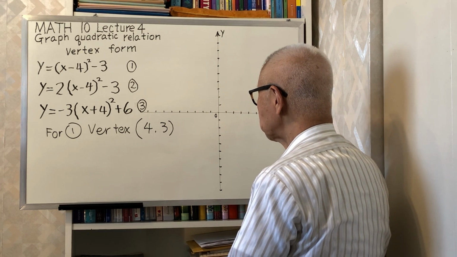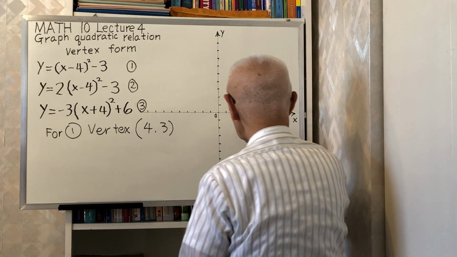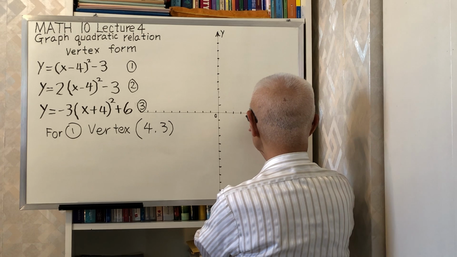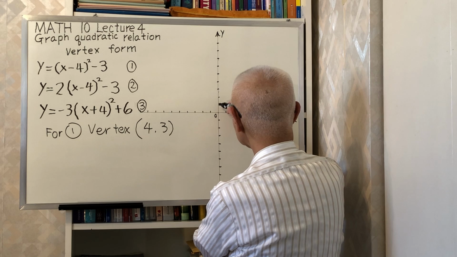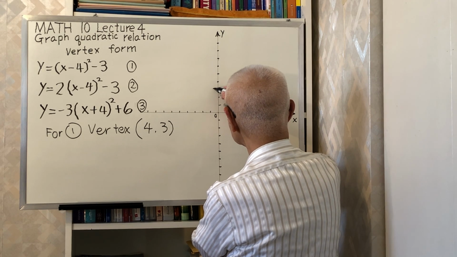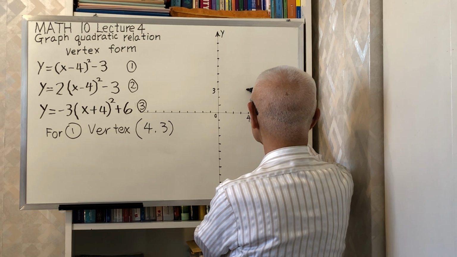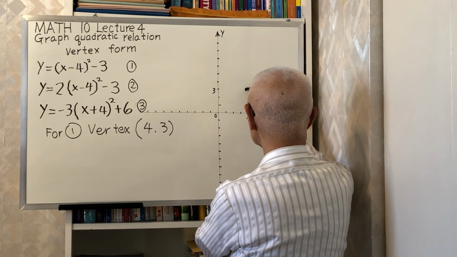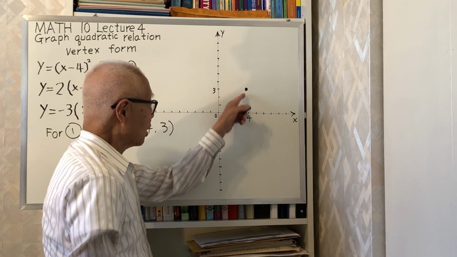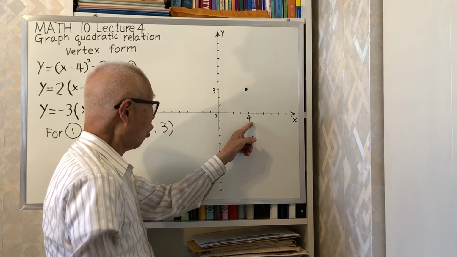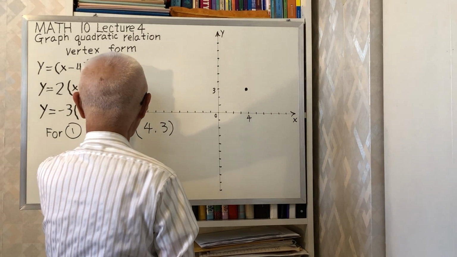So what I do is to locate the vertex first. 1, 2, 3, 4. 4 is here. And 3 is a y, so 1, 2, 3 is here. So my vertex is here. This is my vertex. X coordinate 4, y coordinate 3.